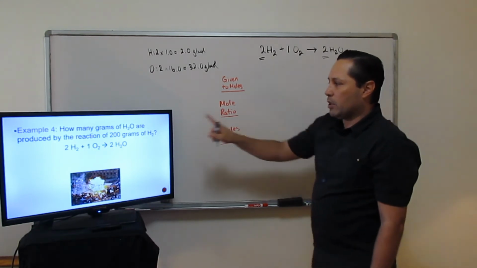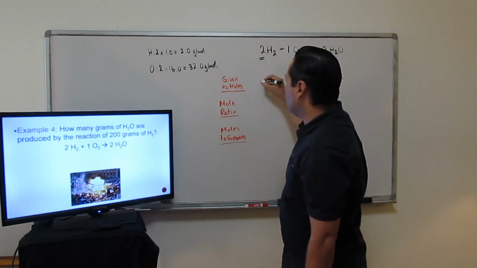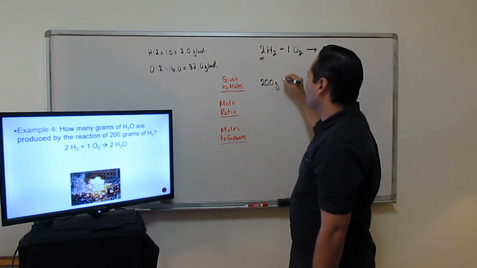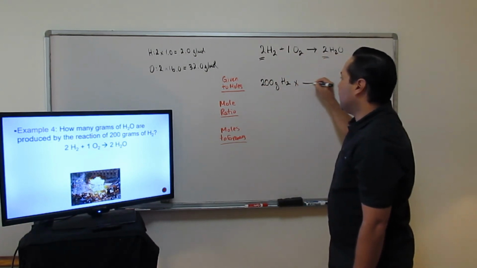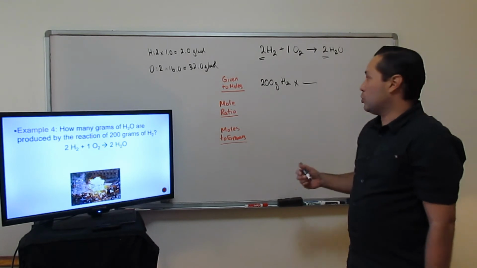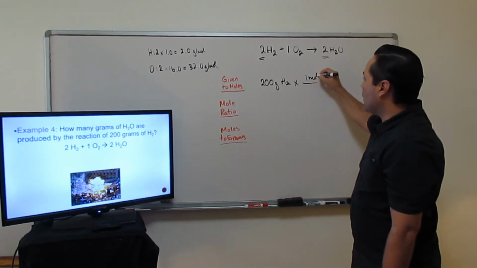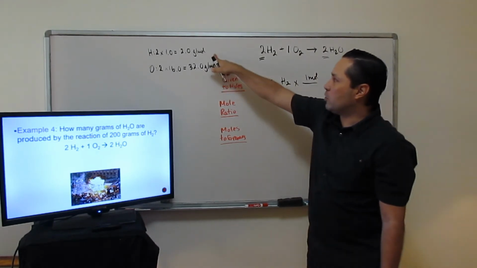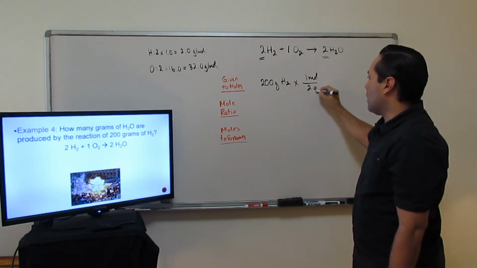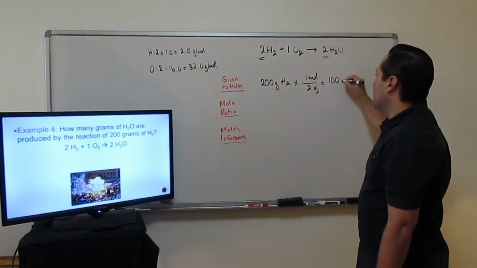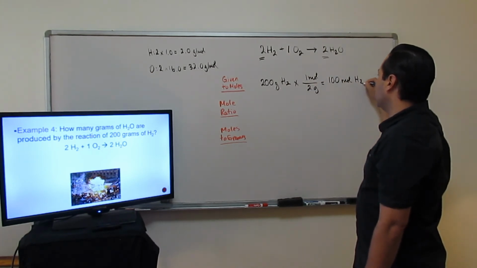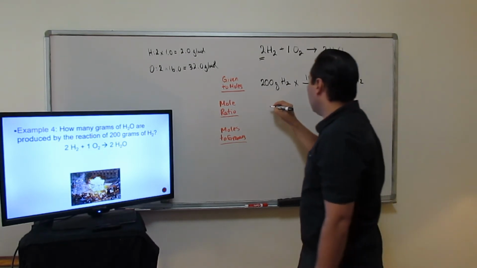We're going to get our given, which is 200 grams of hydrogen. Again, first step, take your given and convert it to moles. So I'm going to put 1 mole on the top, and on the bottom, the molar mass of hydrogen, which was 2 grams. That's going to give me 100 moles of hydrogen. Alright, get that and rewrite it here.